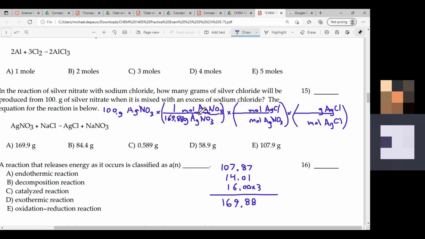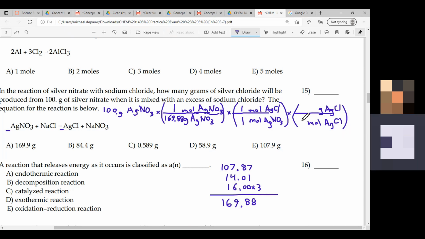And then, of course, the ratio here, these are all 1 to 1 to 1 to 1, right? So I'm just going to go ahead and say this is 1 mole of AgCl to 1 mole of AgNO3. And I get that from the coefficients here and here. If there's a 2 in front of AgNO3, I'd put a 2 in front of the AgNO3 here, but in this case, it's only 1.